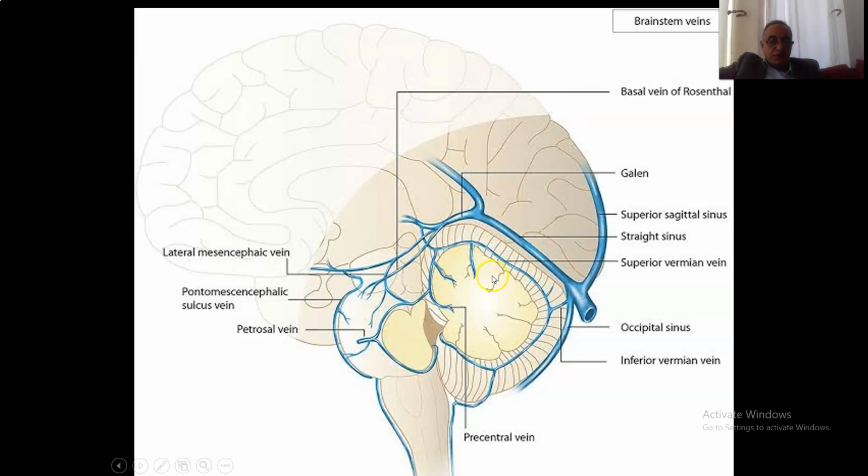This is a view showing the superior vermian vein. We have the inferior vermian vein, and we have here the precentral cerebellar vein. When you do the supracerebellar infratentorial approach, it guides you to where the great cerebral vein of Galen is present. The precentral cerebellar vein drains into the great cerebral vein of Galen.